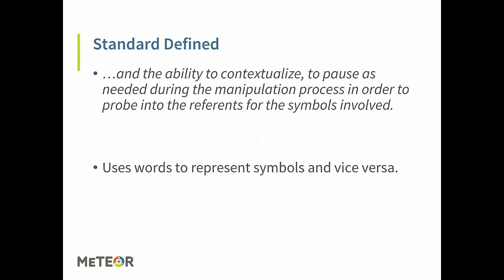Next is the ability to put a problem back into context, the symbolic back into words, during and after manipulation. So going back to the last example, the child would then be able to communicate understanding that the 7, the 4 plus 3, is actually a total of 7 bears.